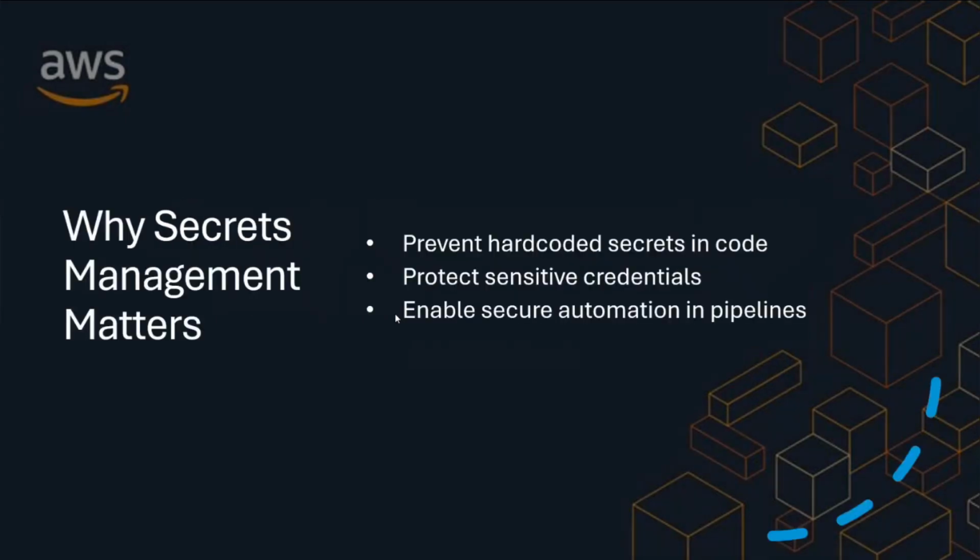Okay, so why does secrets management matter? Secrets management is essential for protecting sensitive data. Hard coding secrets in your code or config files is risky. It can lead to leaks, breaches, and compliance violations. AWS Secrets Manager helps you store secrets securely, control access, and rotate them automatically. This ensures your CI/CD pipelines are secure and your infrastructure remains compliant.